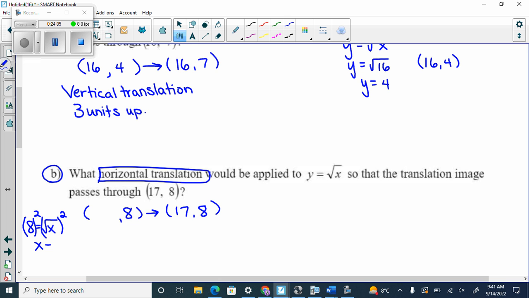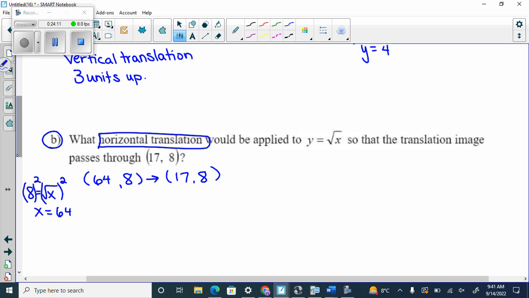Square it. So we get x equals 64, and then people freak out because they're like, wow, that's a large movement. There's no way. I must have screwed up. You did not. You did not, okay?